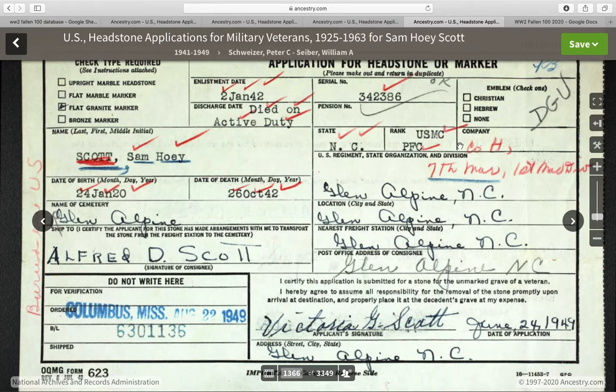So if you look at the date, anyone that's a World War II buff would know that the 7th Marine Regiment, 1st Marine Division was on Guadalcanal on October 26, 1942. So this individual, Sam Huey Scott, died on Guadalcanal during that famous campaign. So that would be information that you could get for someone that was in the Marines. So let's go to another one of these applications for headstones.